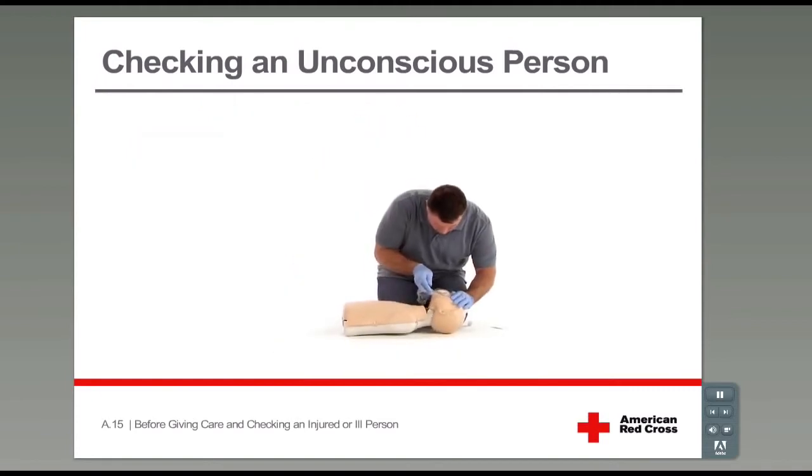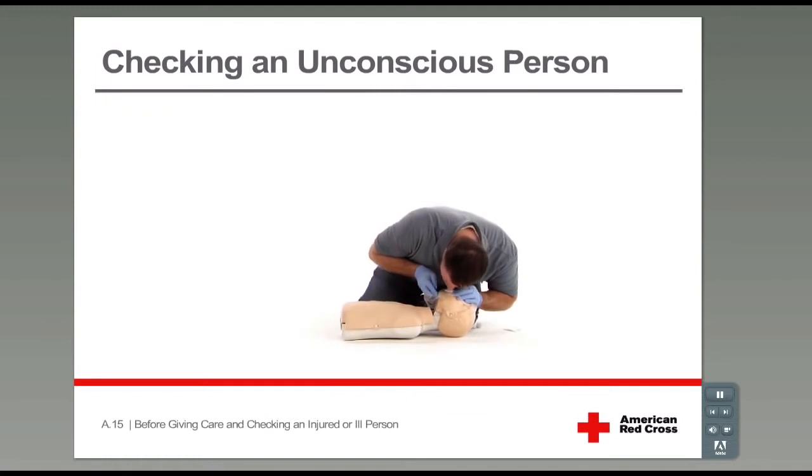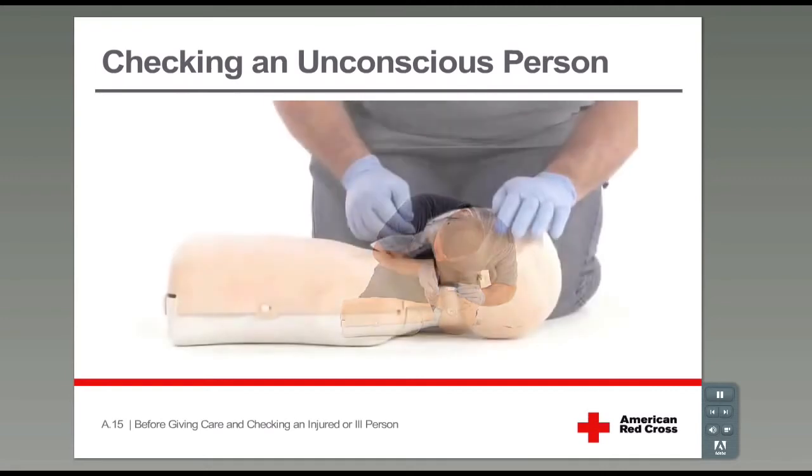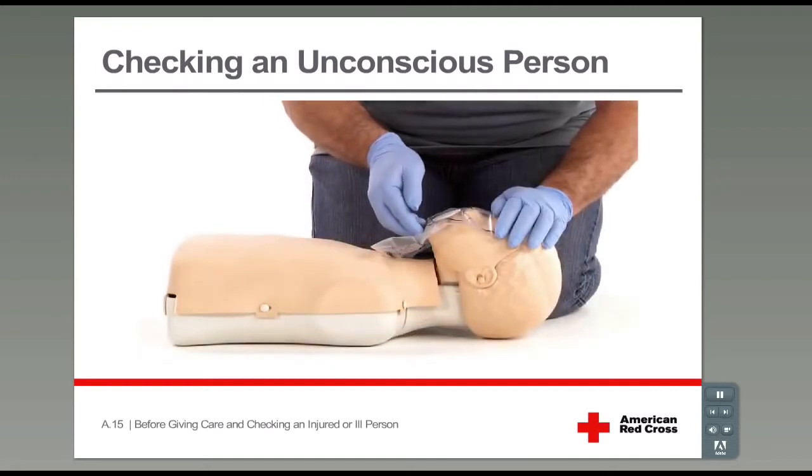If a child is not breathing, give 2 rescue breaths, one after the other, before checking for bleeding and giving care for the conditions you find. Use a CPR breathing barrier if available.